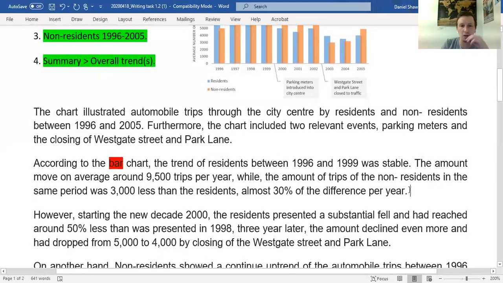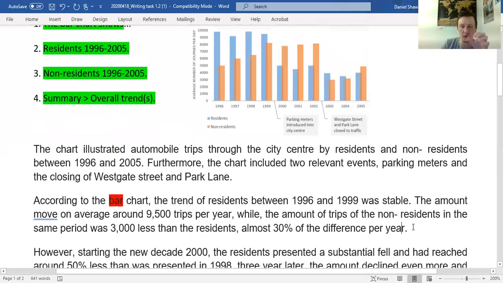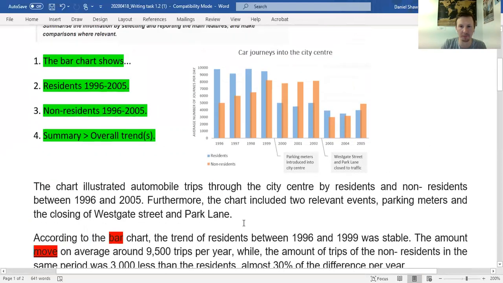So again, we cannot possibly talk about every single aspect of this bar chart. So we need to see what we can remove and take out. So we've only found one word so far. So the amount move, so we could just say the amount on average. So this word move, we can put in red, we can take it out. Around 9,500 trips per year.